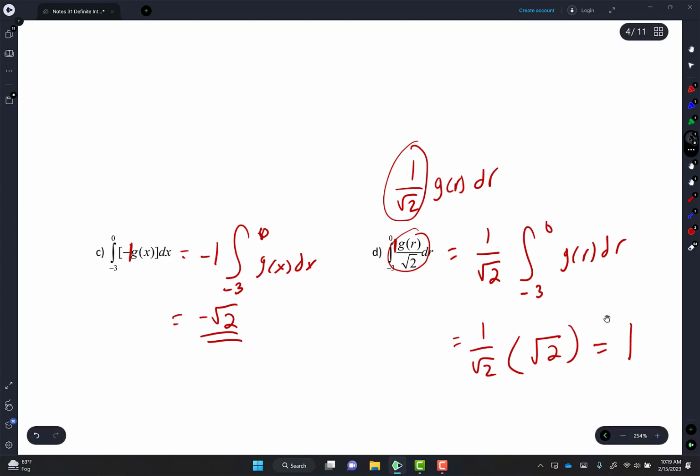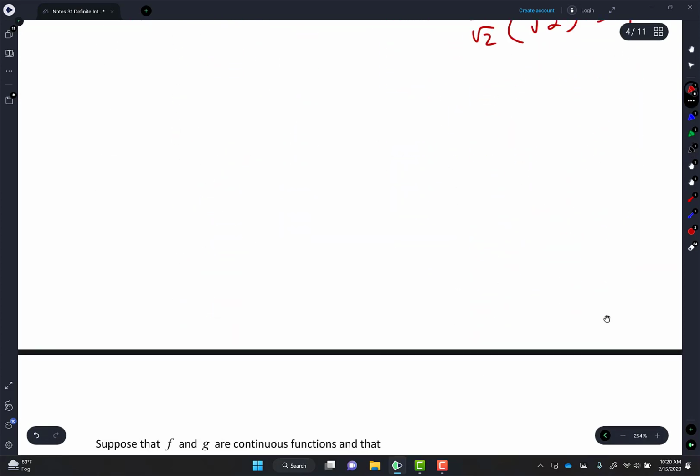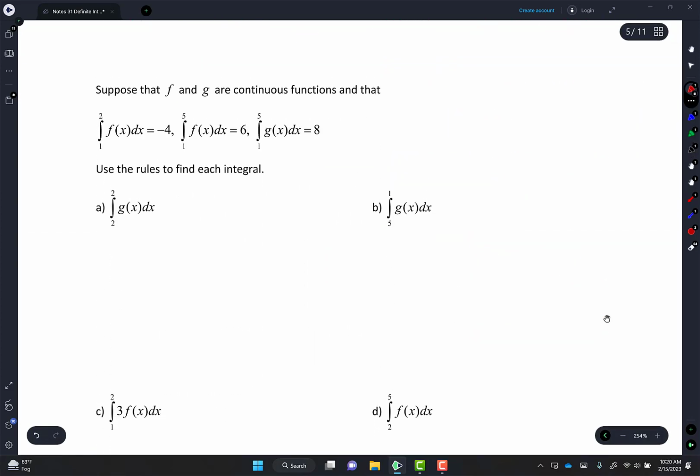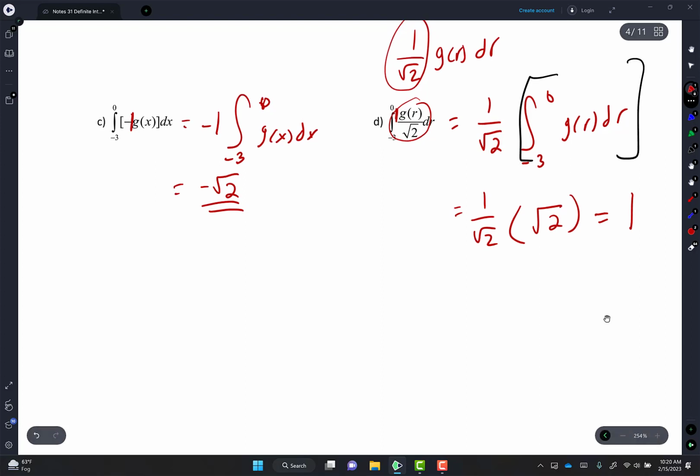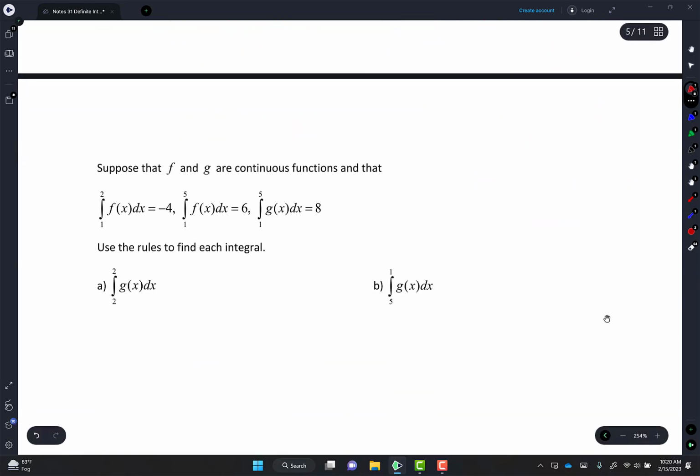Yes, this right here in a bracket. That is square root of 2, because they gave me that, right? Okay, let's go to the next one, guys. Here we go. It's getting more complicated.